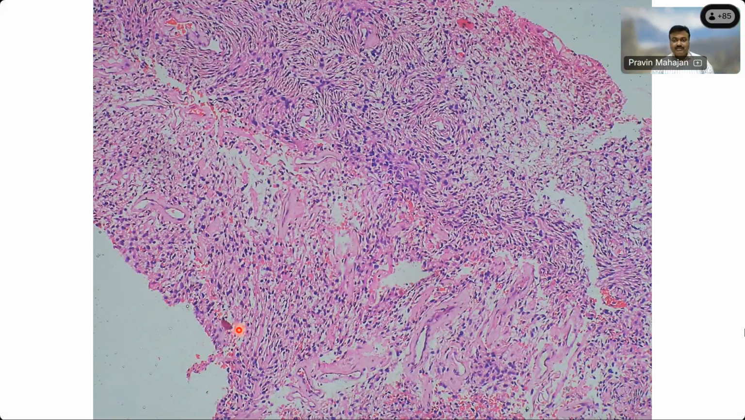Anybody? Quickly. We are already at 9 o'clock here. Anybody? Sagrika, you want to take it? Quickly, you just have to describe what the pattern is, what this tumor looks like. That's it.